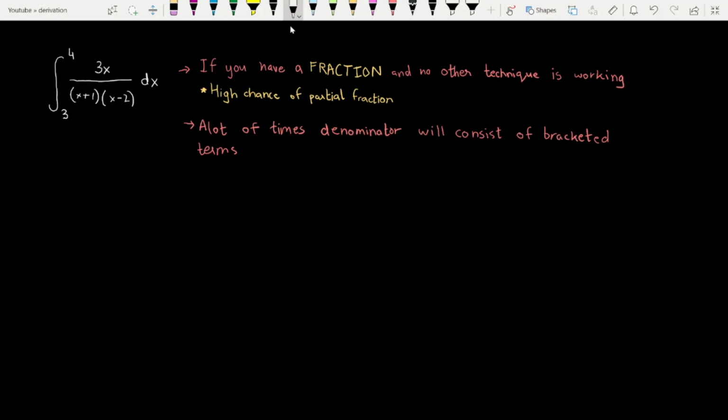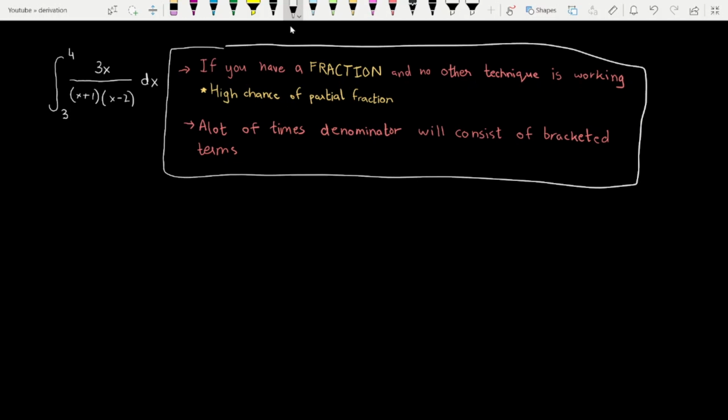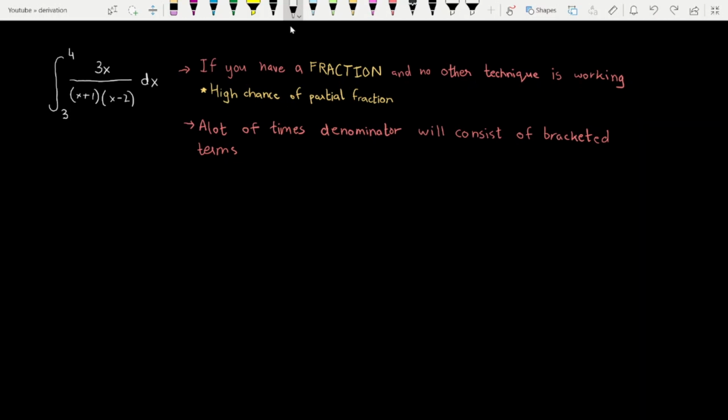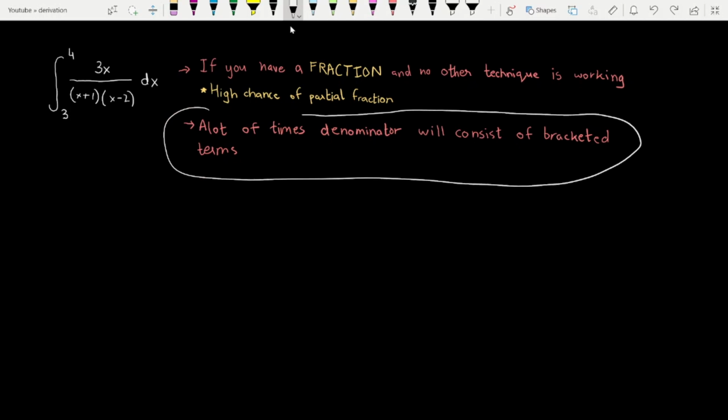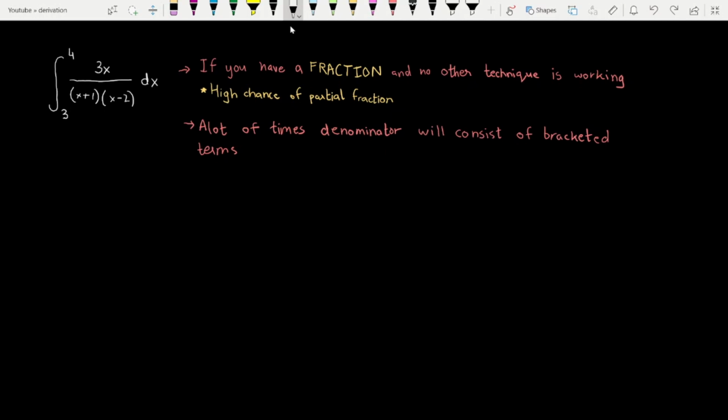And well, I've written two tips over here to help you spot these sort of integrals. The first tip is that if you basically have a fraction in your integral and it's not solving, then there's a high chance that that fraction is actually a partial fraction. And also, this other tip is really helpful, though it's not necessary. This tip won't always be true.